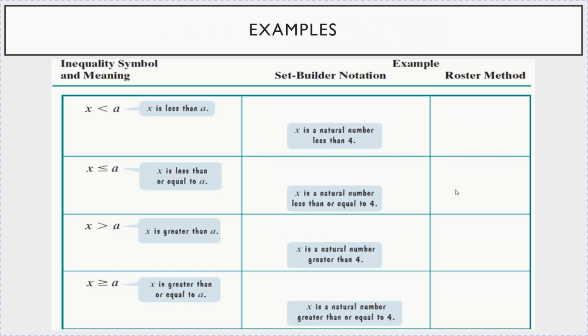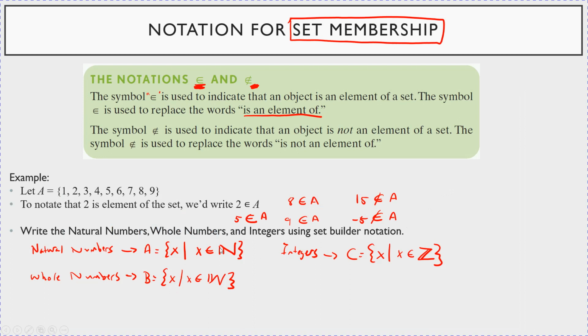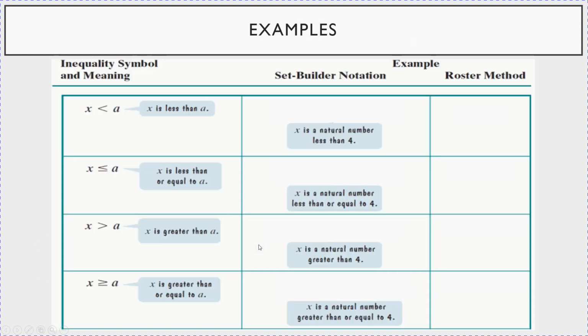All right, so let's do some inequalities here. This is a strict inequality, so x is less than a. If I say, write the set in set builder notation and then in roster notation, where x is a natural number less than 4, then in set builder notation it would be x such that x is an element of the natural numbers and x has to be less than 4.